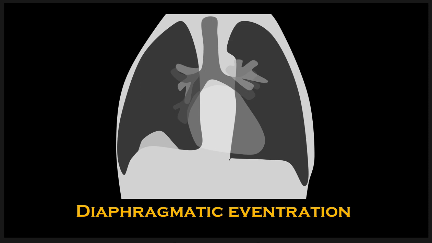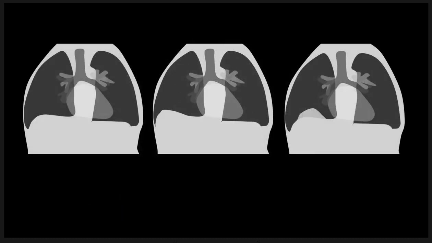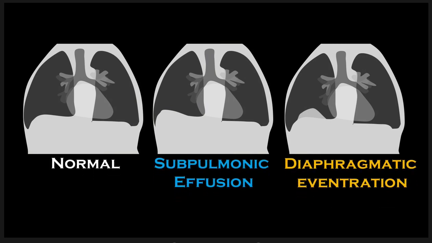Just note that the peak of the diaphragm still is in the center there. It's not pushed off to the side, so that's helpful in distinguishing it from a subpulmonic effusion. So comparing these three characters, normal, the subpulmonic effusion, and the eventration, look for the peak of that diaphragm. It should be pretty well centered in the middle. If it's pushed off laterally, then you can suspect that you've got a little bit of fluid there.